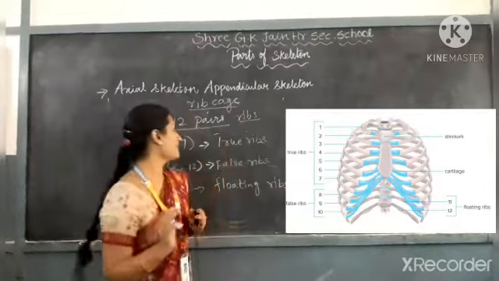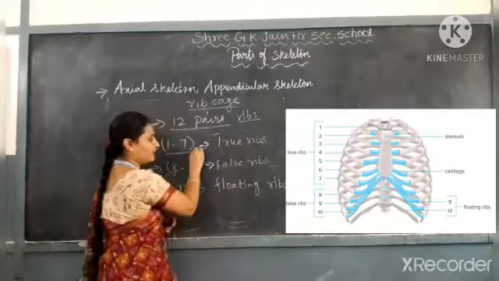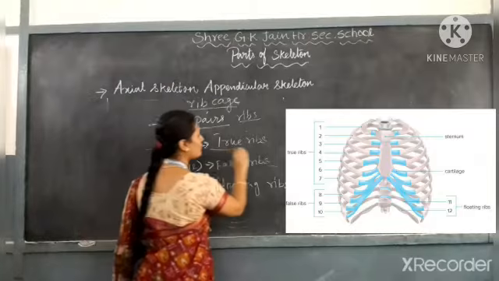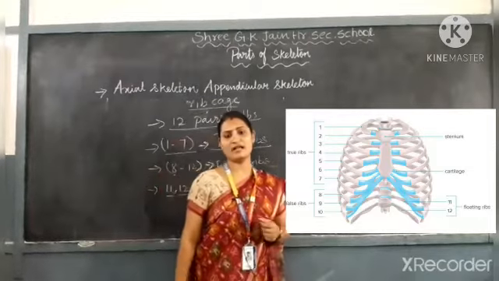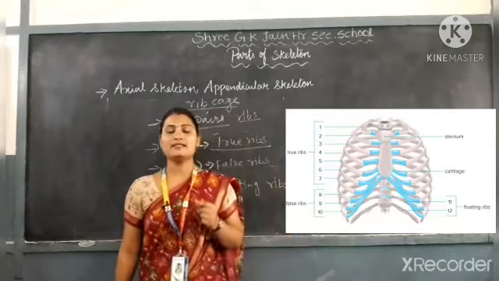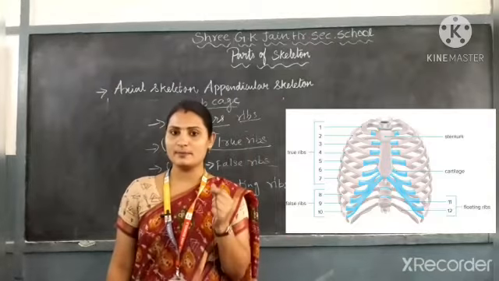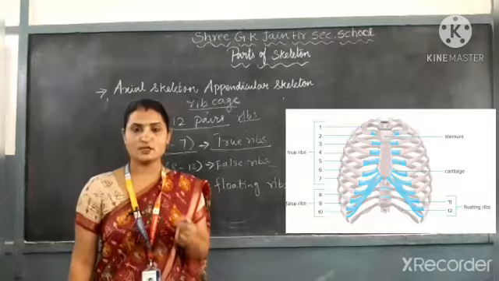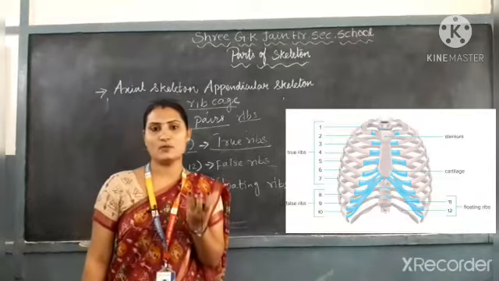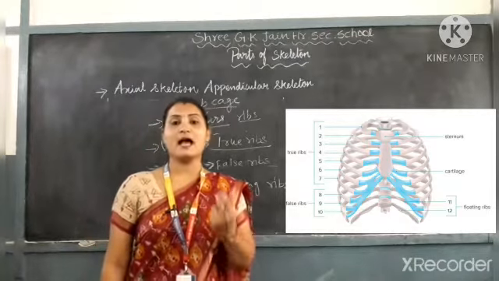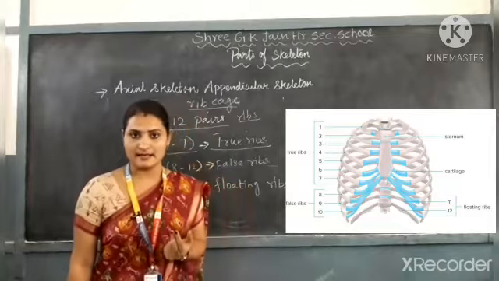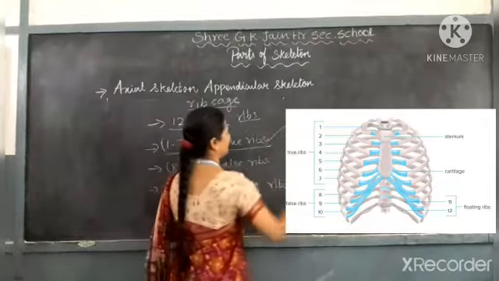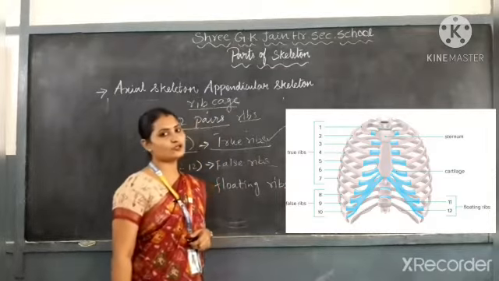Here the first 7, that means ribs 1 to 7, are called true ribs. Why are these ribs called true ribs? Because these ribs are connected to the vertebral column at the back and to the sternum at the front. These bones have attachment at both areas, so they are called true ribs.